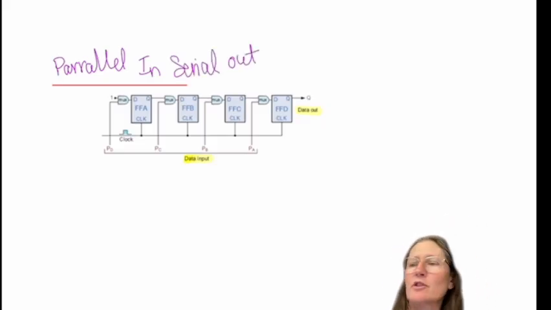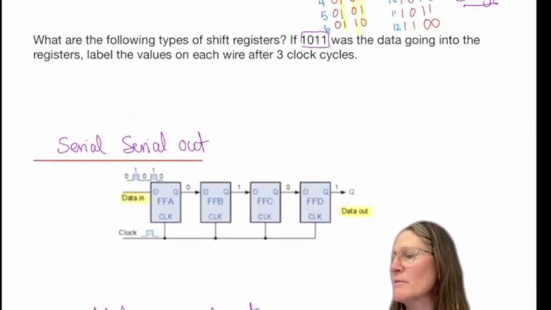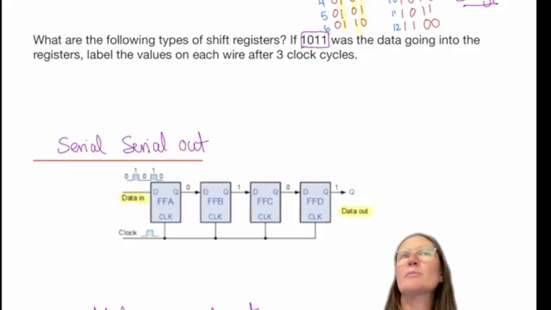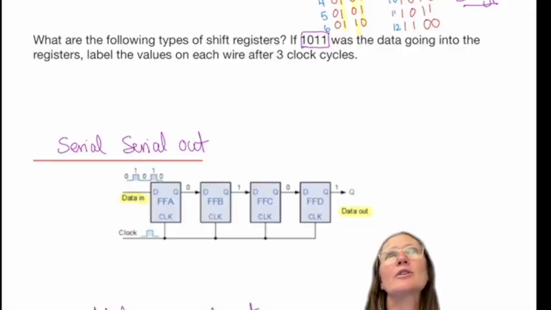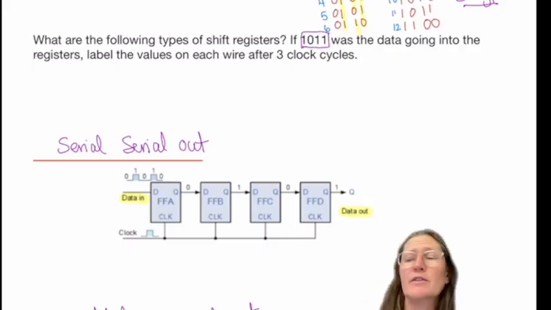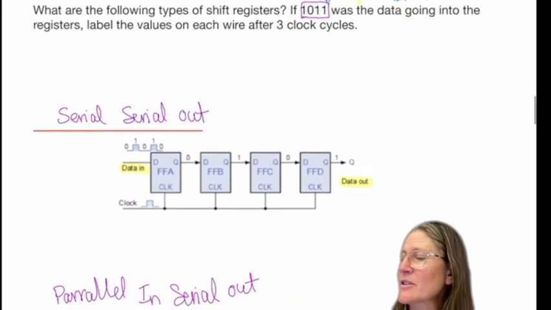All right, so say I store 1, 0, 1, 1 as my data here. After 3 clock cycles, what will be on each of these wires? So take a second to try to figure that out.